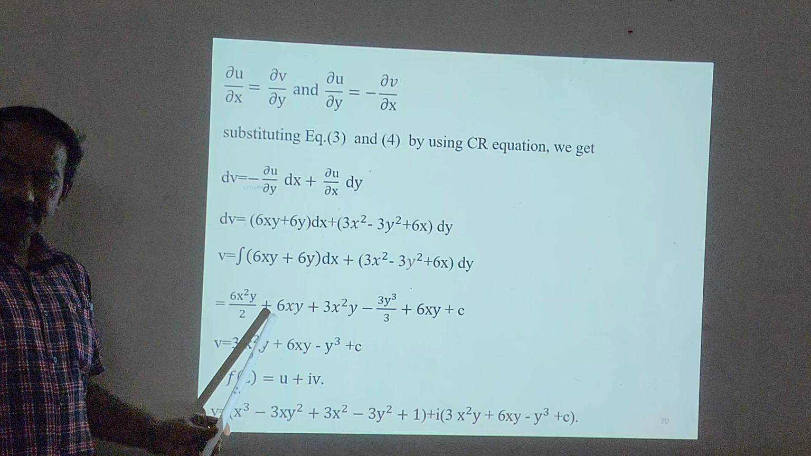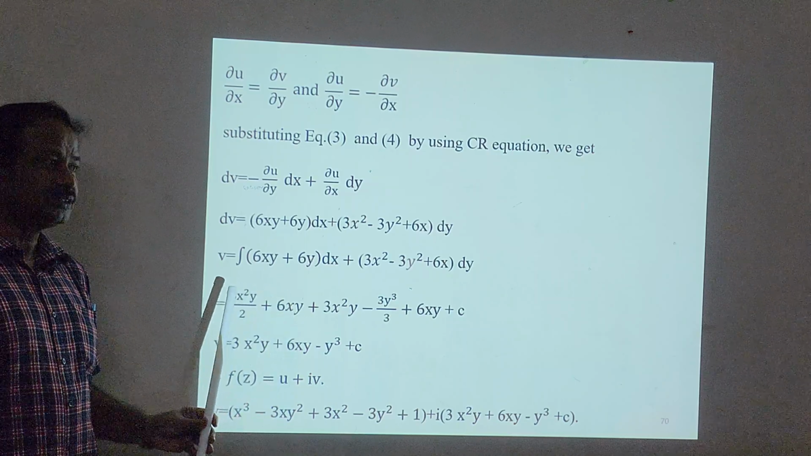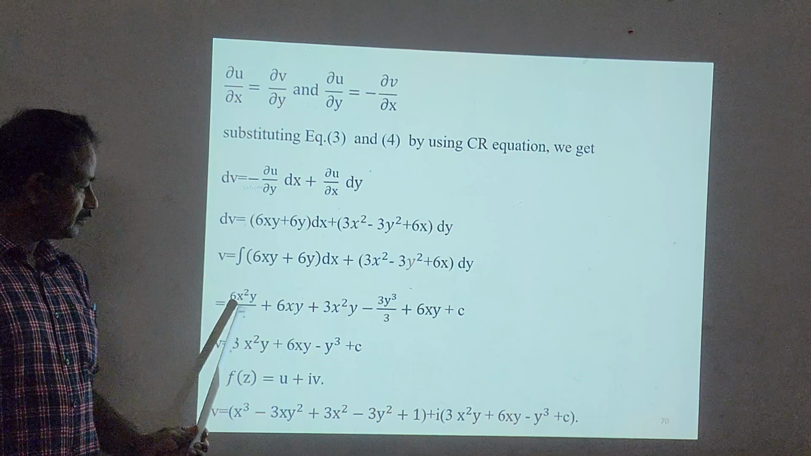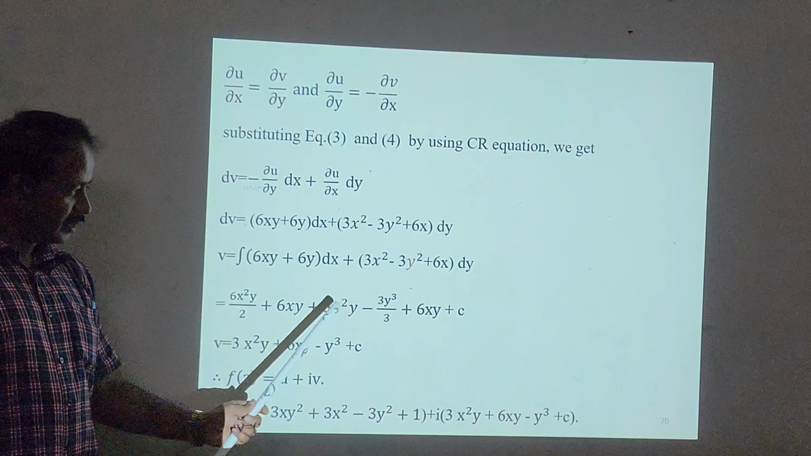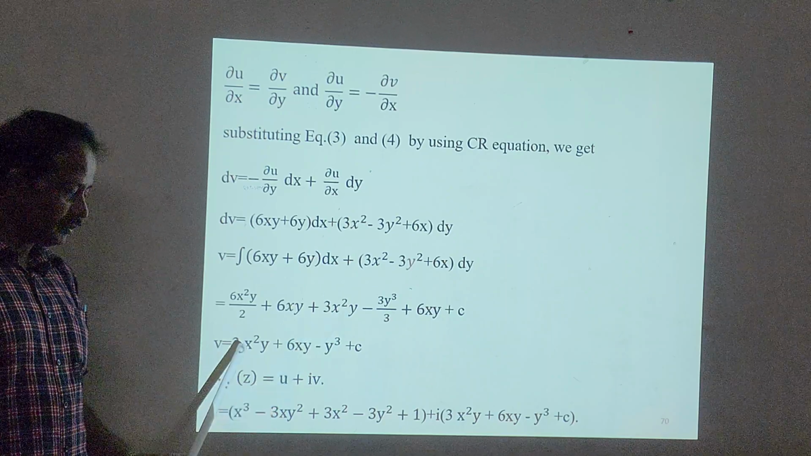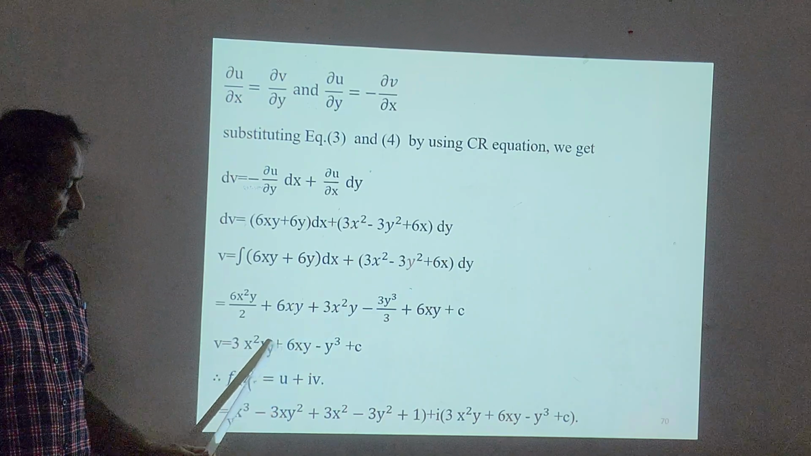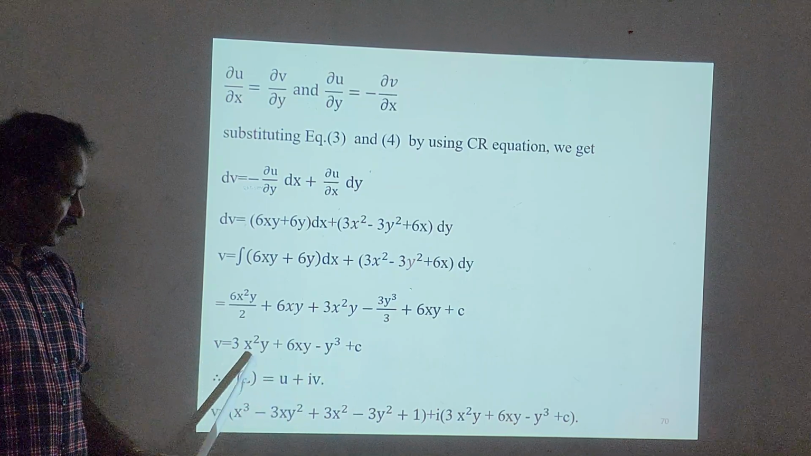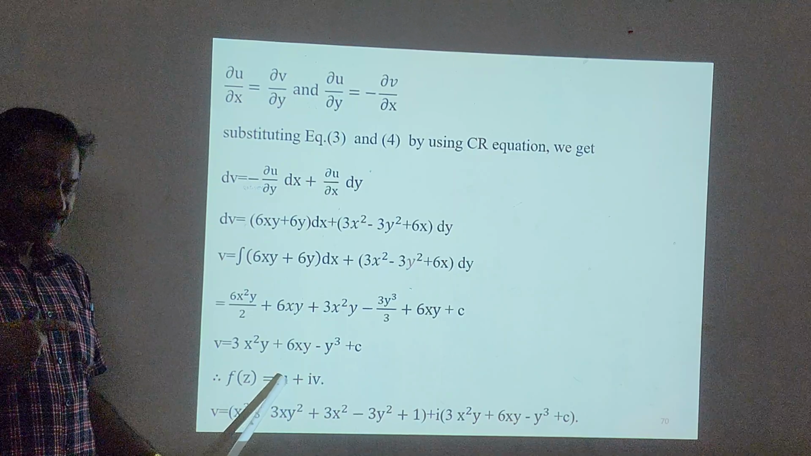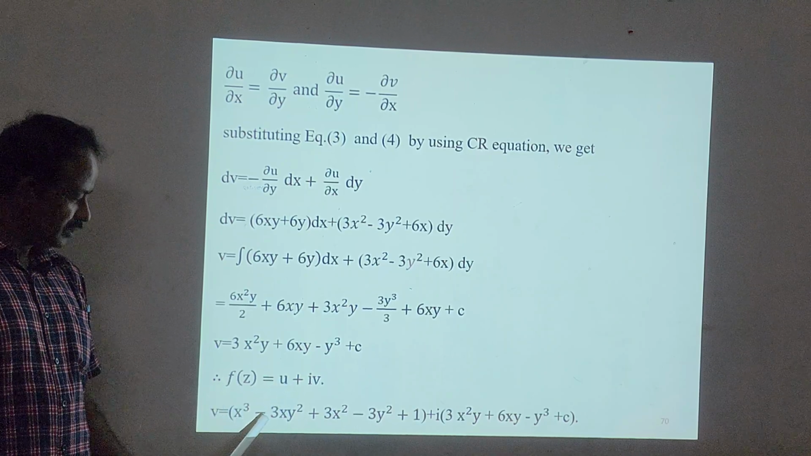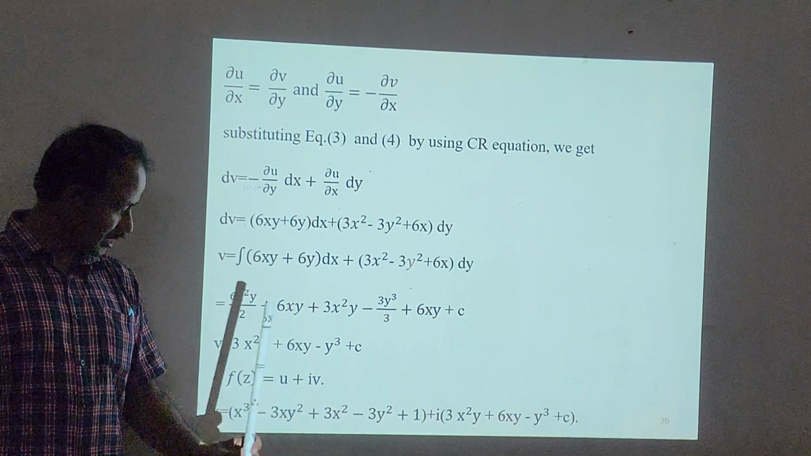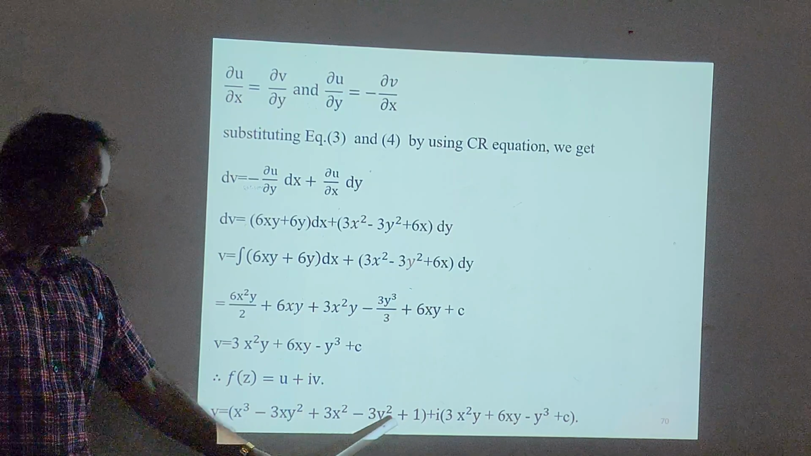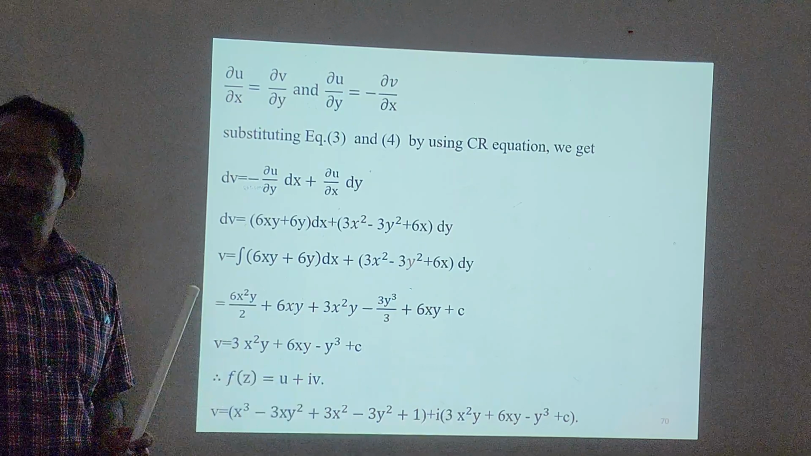Okay. So in this problem, the repeated terms should not be taken into account. We will have to take only one term. So we have 3x squared y, the repeated terms, so we have written only once. So 3x squared y plus 6xy minus y cube plus c. So v is obtained. Already we know u is given. So u plus iv will give you f of z. So f of z equals u plus iv. Any doubt?